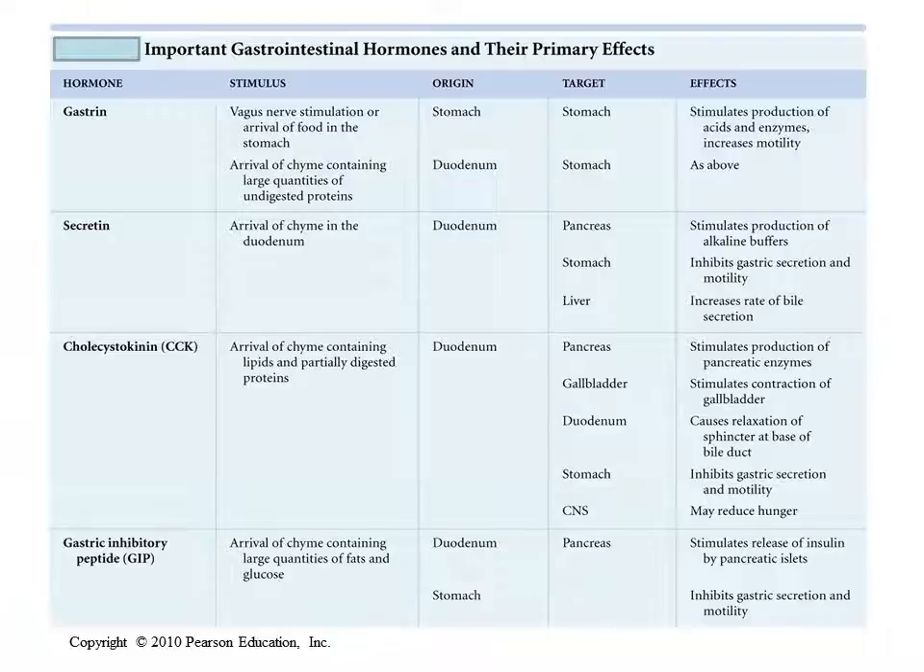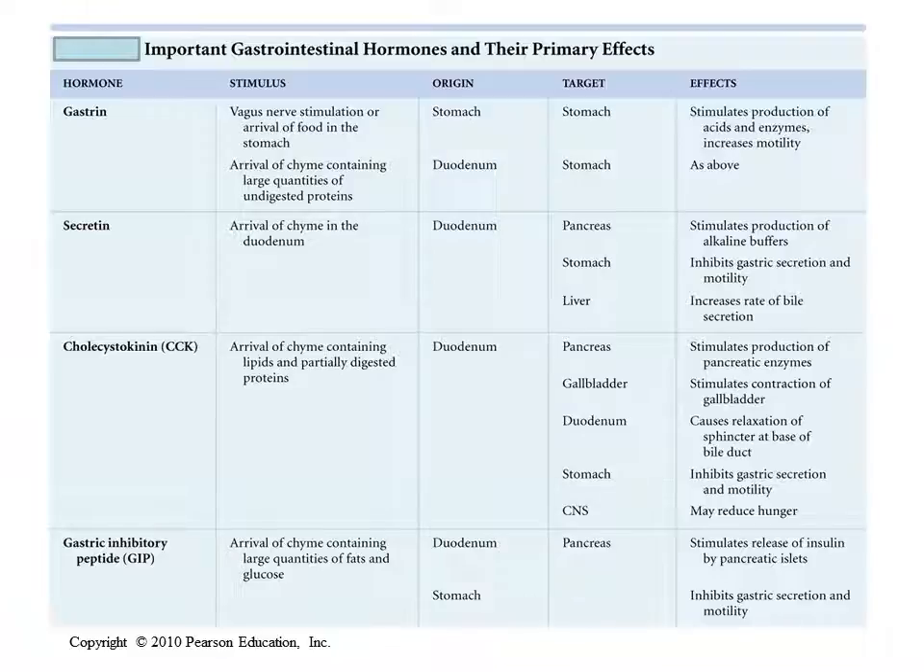Secretin is another hormone that is stimulated by the arrival of chyme in the duodenum and originates from the duodenum. So its target organ is the pancreas. It stimulates the production of alkaline bile by the pancreas, and it also acts on the stomach to inhibit gastric secretion and motility, since the content of the stomach has been emptied to the duodenum, and it also stimulates the liver to increase the rate of bile secretion in order to neutralize the acid from the stomach.